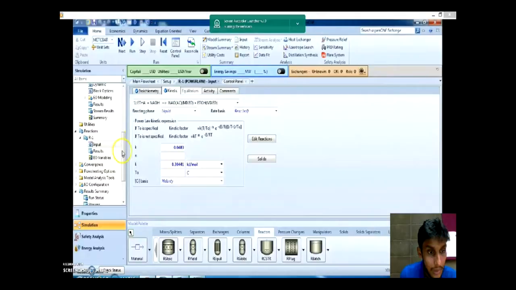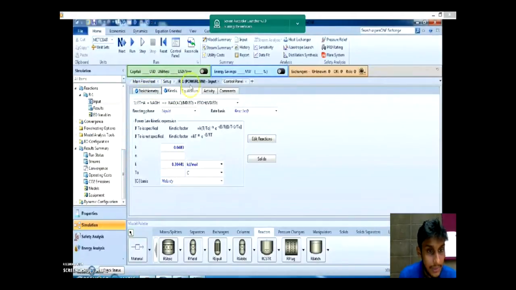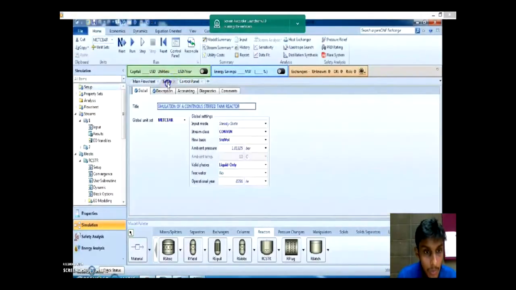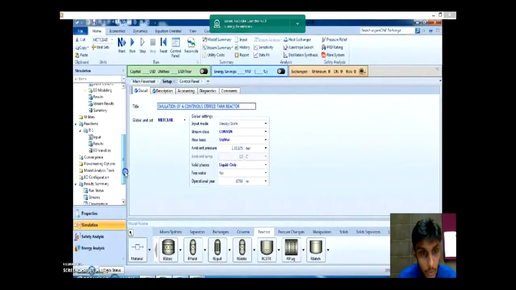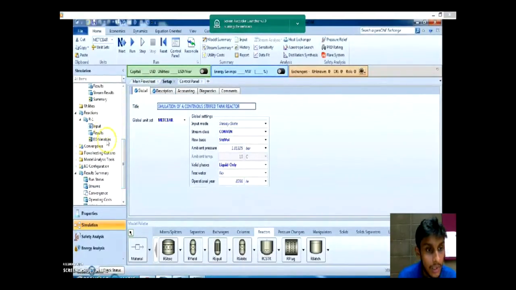Okay, next we actually move on to the setup of our simulation. So basically you can see the title is all inserted and the stream class is conventional, everything is okay.